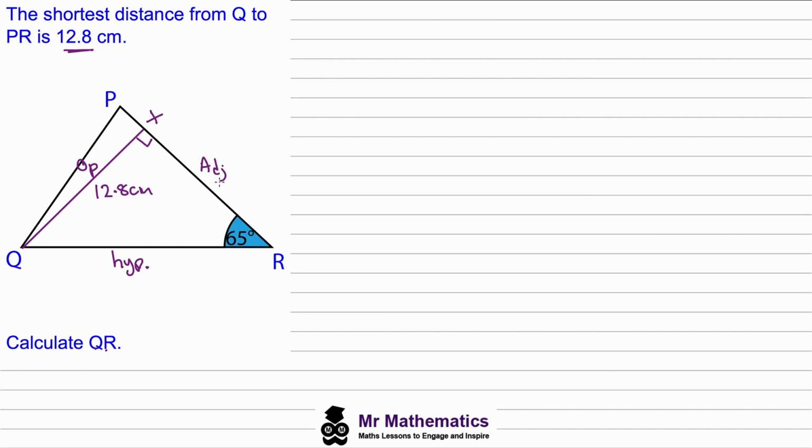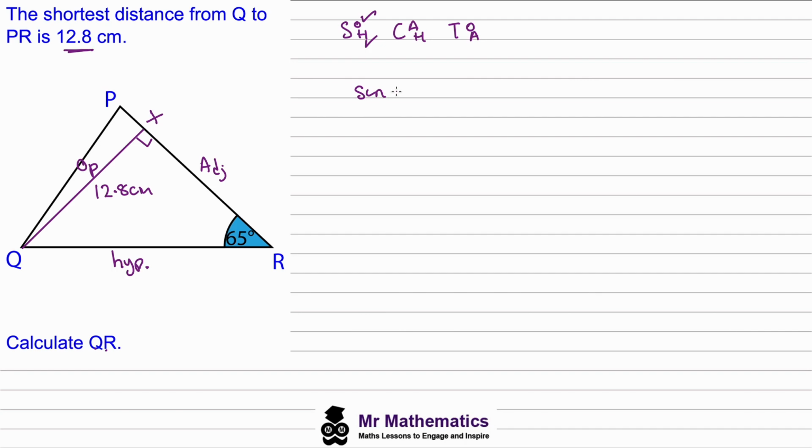Now we need to identify which ratio to use. And I like to remember it as so: SOH CAH TOA. The sine is the opposite over the hypotenuse, the cos is the adjacent over the hypotenuse, and the tan is the opposite over the adjacent. And because we want to work out the hypotenuse, and we have the opposite, we're going to use sine.